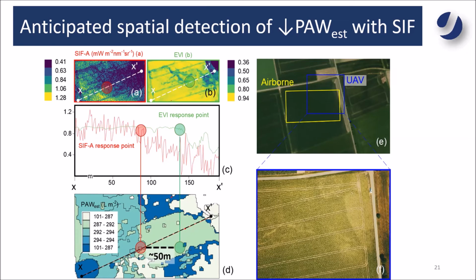And just to show you, in panel F of the figure, you can see in the RGB image that this was not obvious in the field. So we think that this can potentially be evidence of anticipated detection of soil areas with lower water content detected with the SIF data compared with the vegetation indices.